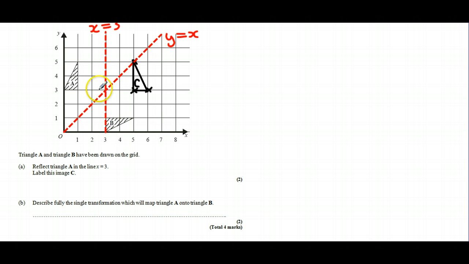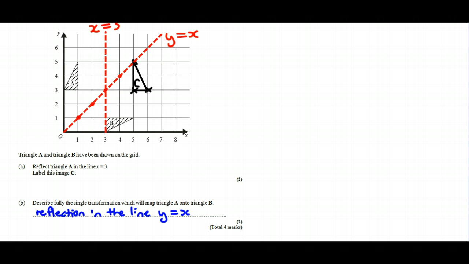The reason this line is y equals x is that if you look at this point here, 1, 1, 2, 2, 3, 3, 4, 4, at every point on that line the x coordinate is equal to the y coordinate. What we need to make sure we do is write out our transformation in full. So it's a reflection, and that's where your first mark comes from, and then the second one is identifying it's in the line y equals x.